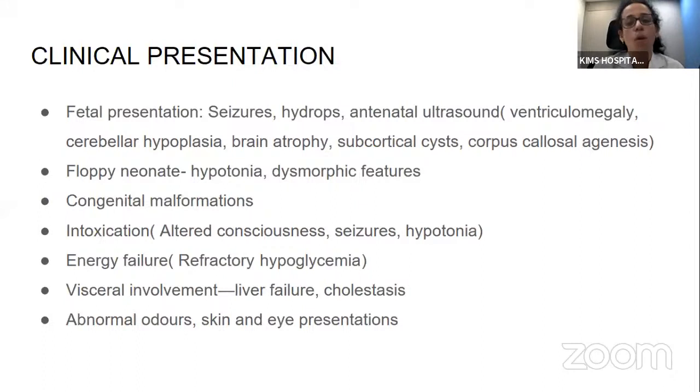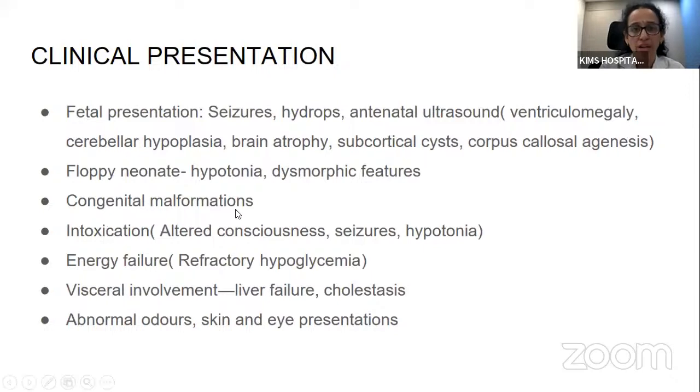So now let us see the common clinical presentations of the different IEMs. Some of the IEMs, like I said, NKH and fatty acid oxidation defects, might have a fetal presentation, in which the mother will be able to feel the seizures in the third trimester, in the intrauterine period itself, and hiccups. Antenatal ultrasound will show ventriculomegaly, cerebellar hypoplasia, brain atrophy, subcortical cyst, corpus callosal agenesis. This is seen in NKH. And once the baby is born, the baby might be floppy, having hypotonia and dysmorphic features.